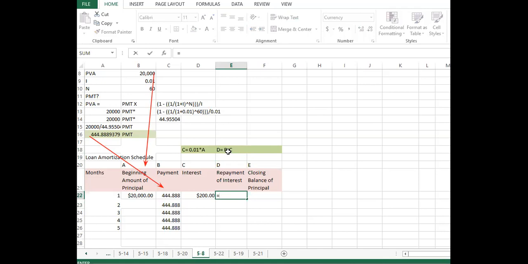Here you can see that the payment is 444 minus C, the interest payment. And the last column is the closing balance of principal, column E. So you simply deduct the amount of D from A, that is A minus D.